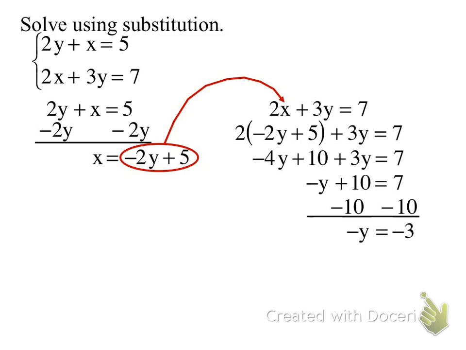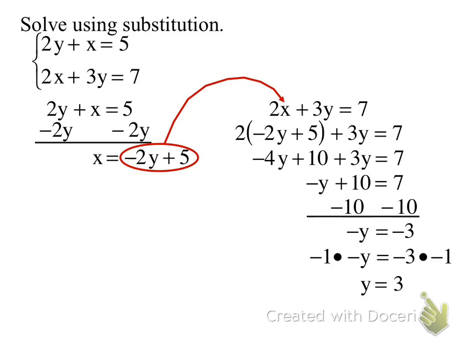What do I do next? Piper? Well, -y equals -3 is equal to y equals 3. Right, we can just take the opposite. And then what, Piper? And then you try to find the x by putting it back into the problem.